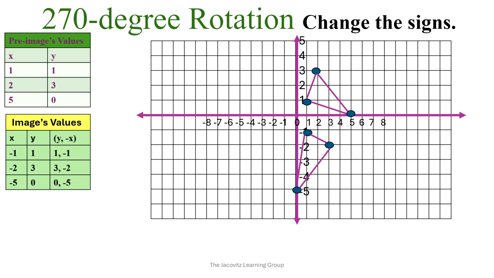Okay, so when you're getting ready to do a 270-degree rotation, you change the signs and x goes to the back. So what happens is you change this one sign, and x goes to the back. So this negative value is actually going to come over here. And this negative value is actually going to come over here. And this negative value is going to come over here. And remember, 0 is neutral. So 0 doesn't change.